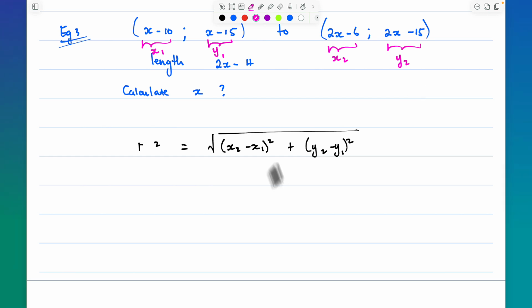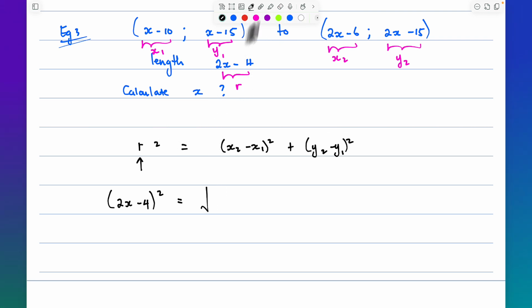So now we can just plug them into the equation. Also, this is going to be our r, because that's the length of the line. So what we'll do is we'll say, okay, if our r is 2x minus 4, we're squaring this because it's r squared. That's equal to the square root of, actually, it's not supposed to be a square root here because the square is on this side. So remove that square root. Okay, so that's x2 minus x1. So now what's x2 minus x1? We're going to draw big brackets over here. x2 is 2x minus 6. Subtract x1, which is x minus 10.